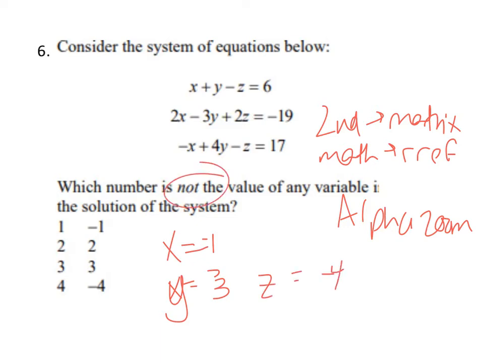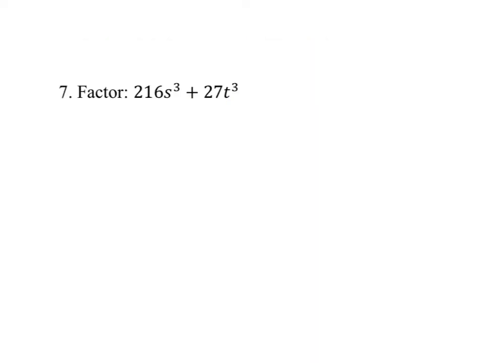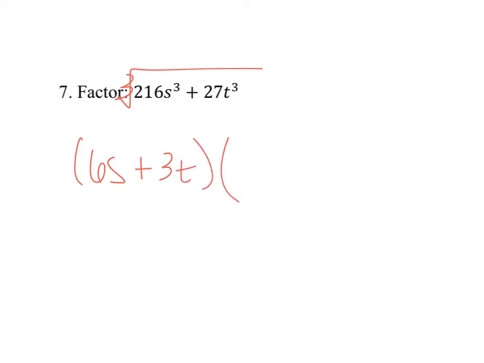So the one that's not in my solution system would be choice 2. This guy is SOAP because there are cubes. So remember, the first thing is SOAP. You take a cube root of the whole thing. That'll get you 6s plus 3t. And then we write same, opposite, always positive. So same sign, which is plus, opposite, negative, always positive.